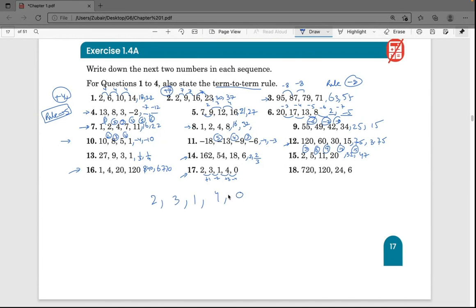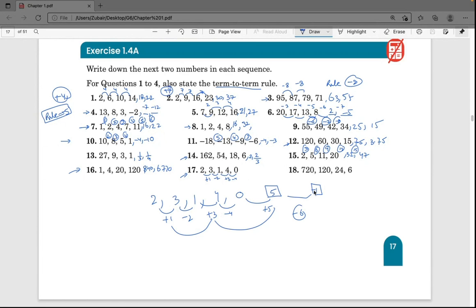So if we continue the sequence 3, 1, 4, 0: first it is plus 1, minus 2, plus 3, minus 4. Yes, sir. So it will be plus 5. Very good. When we look at the sequence, 1 plus 5 is 5, minus 6, so this is minus 1. Haris, are you getting this? Is Haris with us? Yes, sir.